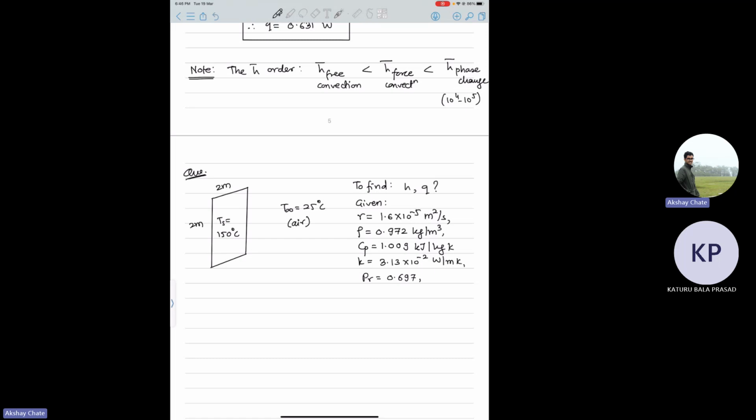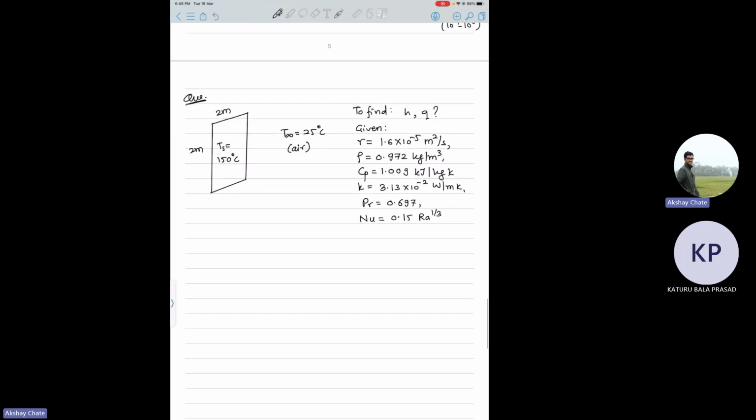And they have mentioned to use the correlation as 0.15 into the Grashof number... no, it's the Rayleigh number, I think. Yeah, it's not Grashof, it's Rayleigh number power 1 by 3. So this is a problem which is more or less similar to what we did earlier. Here, the only thing is your characteristic length is the vertical length of the plate, and the area, instead of 4 pi r square, will be 2 into 2, 4 meter square. Other than that, most of the things are the same, right?